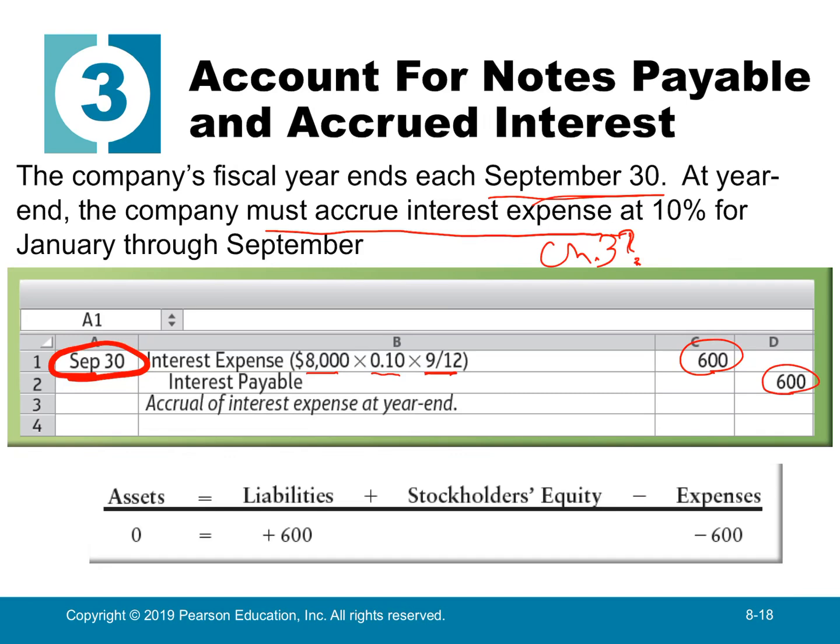Again, we're not going to pay this interest until we pay off the loan at the end of 1 year, but as we close our books, we must accrue what we owe already. So this is accrual of interest expense at year end, and our year end in this case is September 30th. So what happens? We expense, our retained earnings goes down by 600, or stockholders' equity goes down by 600 from this expense, and we increase our liabilities from this interest payable, right, by 600.